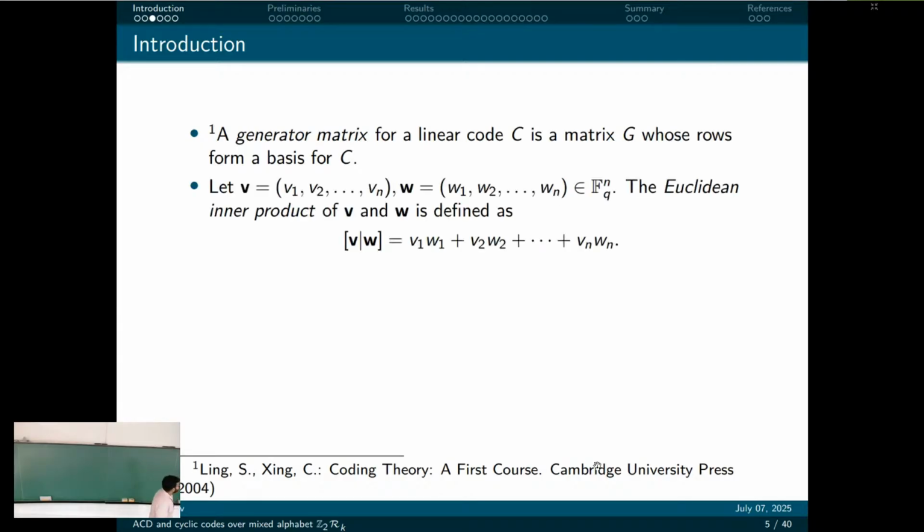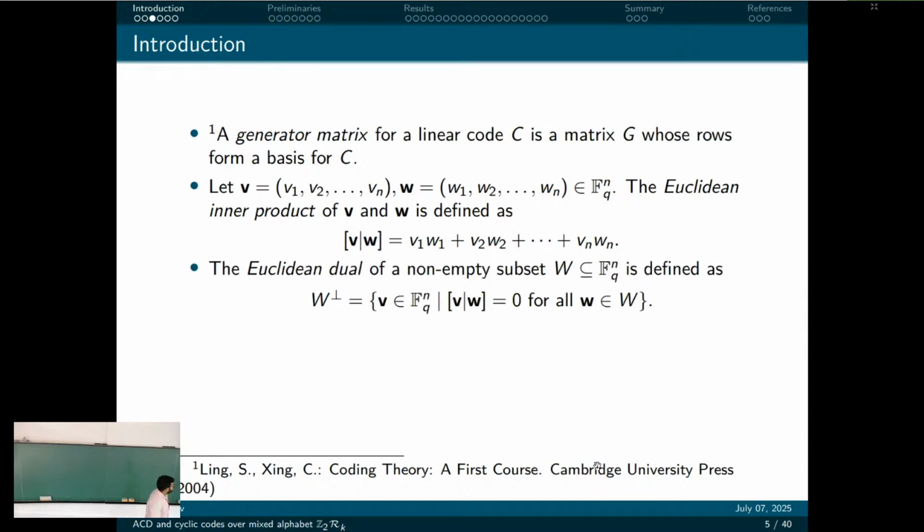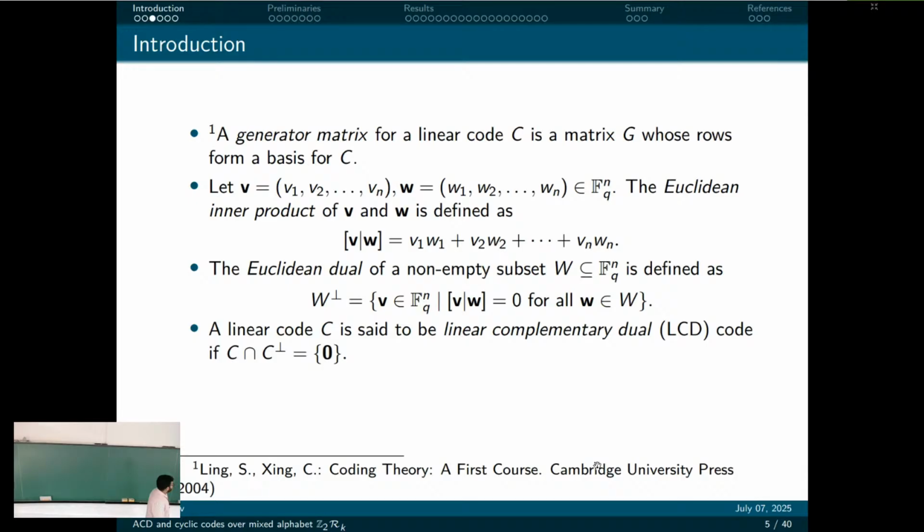Then we define the Euclidean inner product. Let v and w be two elements of the vector space Fq^n. Then the Euclidean inner product of v and w is v1w1 + v2w2 and so on up to vnwn. For any non-empty subset W of Fq^n, the Euclidean dual is denoted by W perp, and it is the collection of all those elements of Fq^n whose inner product with every element of W is 0. Then we have the definition of LCD code. A linear code C is said to be a linear complementary dual code if C intersects its dual trivially. A linear code C is said to be self-orthogonal if C is contained in C perp.